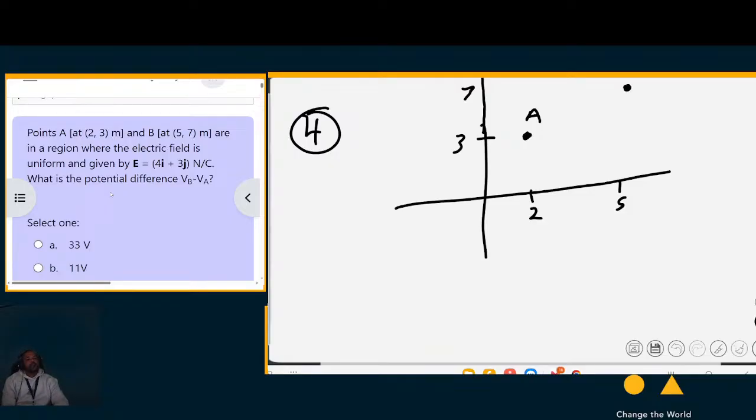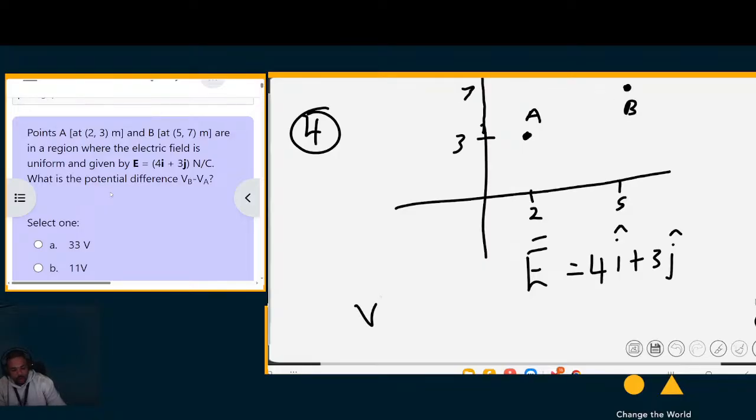They are in a region where the electric field is uniform and given by 4 i hat plus 3 j hat. There is an electric field there, and that electric field is equal to 4 i hat plus 3 j hat. What's the potential difference between A and B? So we want VB minus VA. Okay, that's the potential difference. So first we need to calculate what is VA, and then what is VB. Then we can calculate VB minus VA.